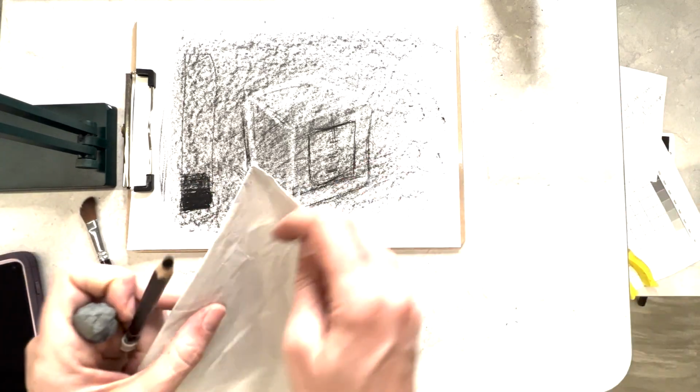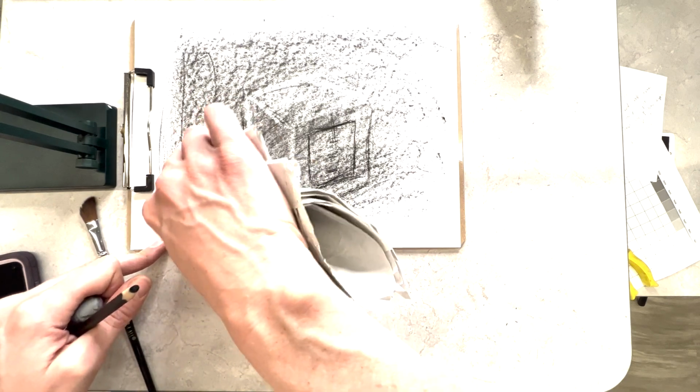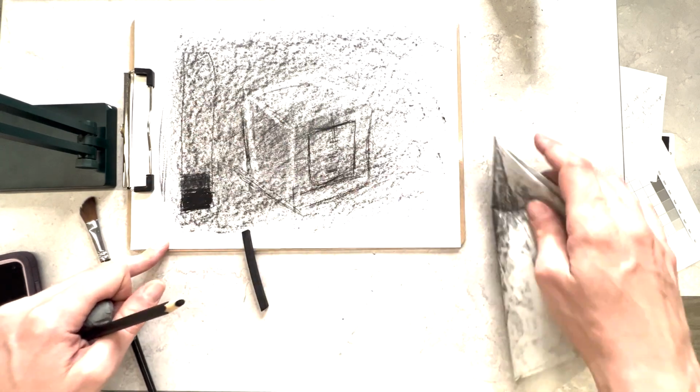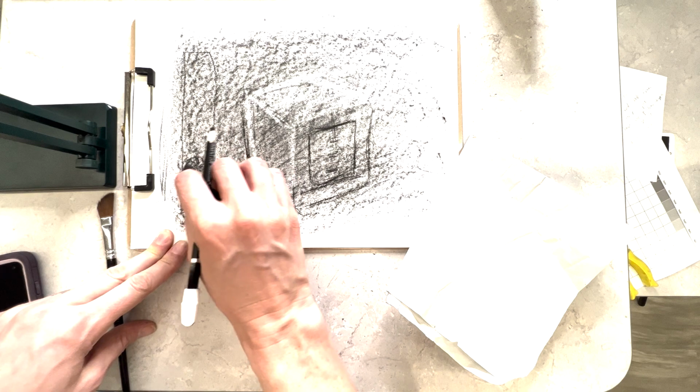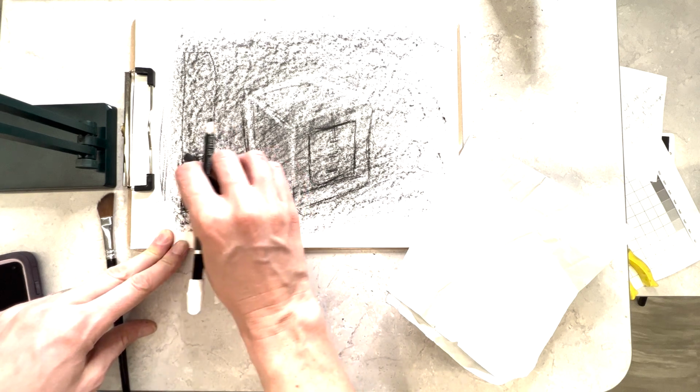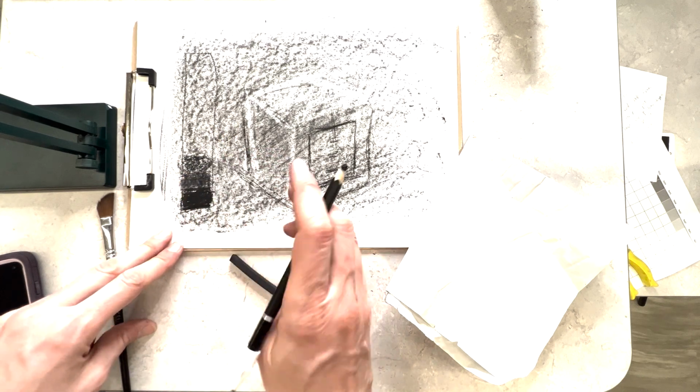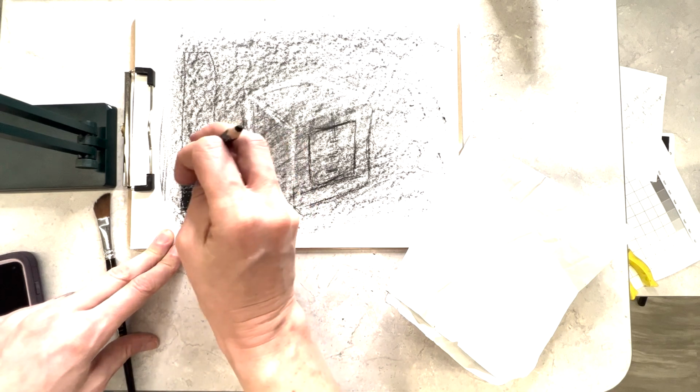And you can still use your paper as a smudging stick too. You can just use the smaller tip of it if you wanted to for smaller areas. So that would be like a 90%, 80%, 70% maybe. That's too dark. So take some away.